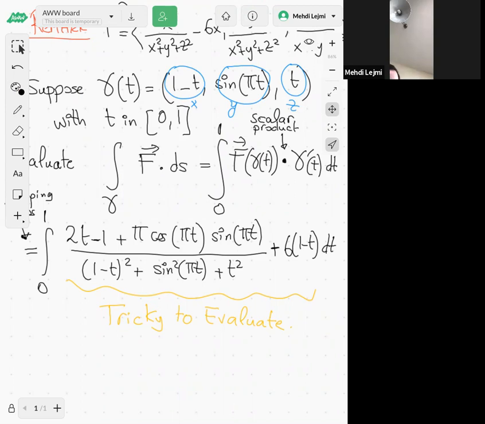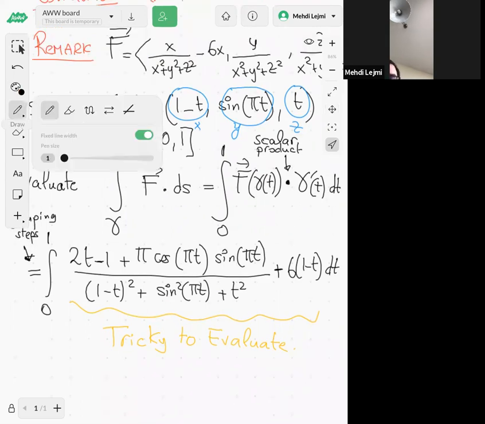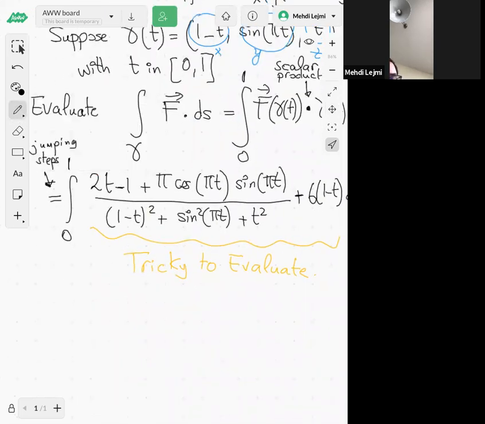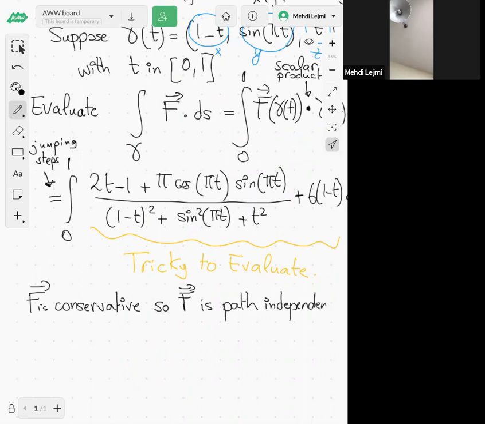So what we're going to do, we know that this F is conservative. So F is a path independent line integral. So we may choose another path with the same endpoints.